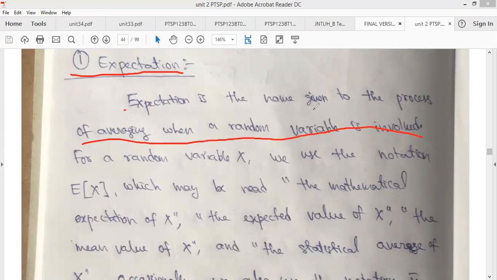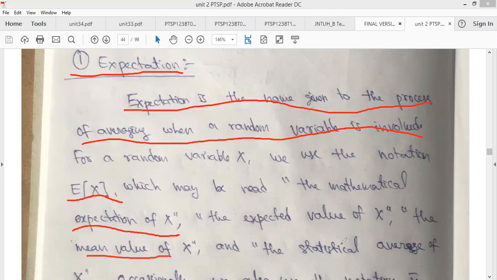So it is nothing but the averaging or mean. When a random variable is involved, it is called expectation. How do we denote this? We denote it as E of x. We call it expectation of x, or mean value of x, and statistical average of x. These are the different names we use to represent expectation.